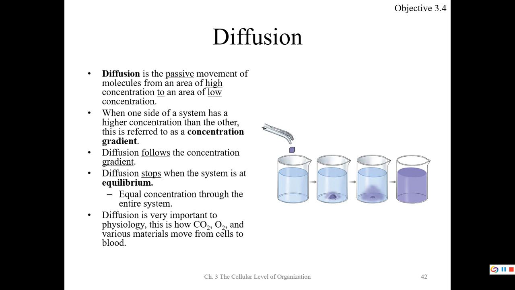Now, diffusion is very important because this is how we're going to move carbon dioxide and oxygen and things like that from cells to blood, blood to cells, and from cells to cells. We're going to move things a lot of times through diffusion. Diffusion is very important in physiology. This is how we're going to move ions in neurons, and in a lot of the kidney stuff. This is how we're going to move stuff in the body.